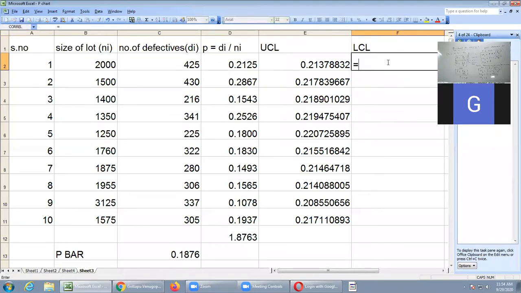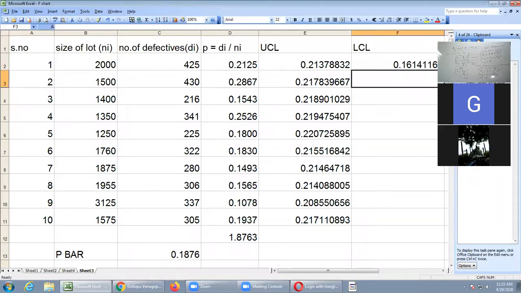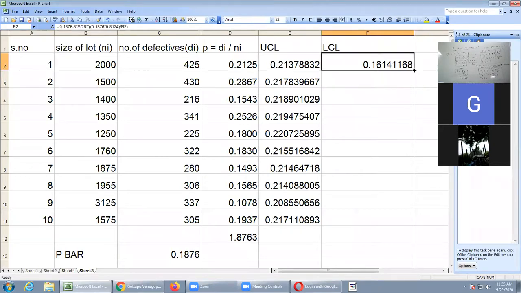So LCL formula is equal to, what is the formula? P bar 0.1876, P bar minus 3 into SQRT, open brackets, and then P bar means 0.1876 into Q bar, 1 minus P bar means 0.8124. Now numerator is completed, close the brackets, divided by, again NI value is changing. First NI value 2000 you can select, and then close the brackets and then enter. You are getting LCL value. So now you can drag, you will get the remaining values.